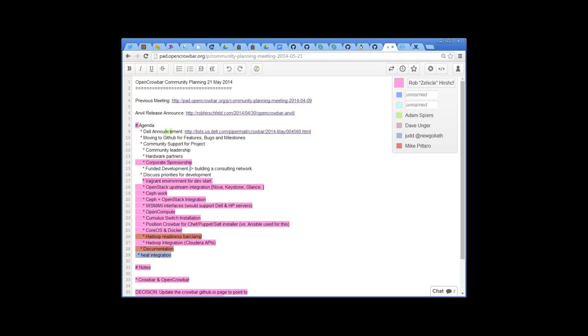Hey, Rob, I just wanted to mention what we were looking at was potentially having a Hadoop readiness barclamp that just configures nodes for a generic Hadoop rather than something Cloudera specific. Excellent. So that was some work in progress.